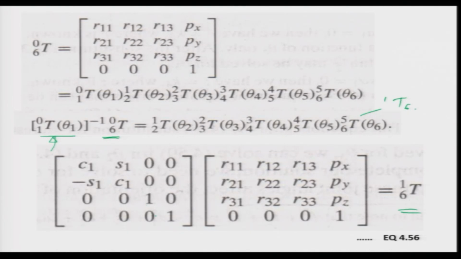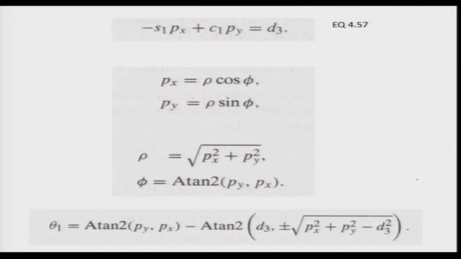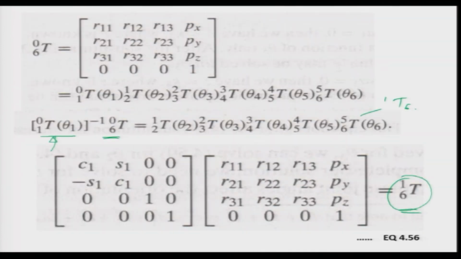So, this is my inverse of that, and we multiply it with this T 1 to 6, and I get 1 to 6. Now, next, if you see, this was T 0 to 1 inverse, and this is my T 0 to 6. Okay. So, if you multiply this out, what you get is equating terms. Now, this is equation 4.56.